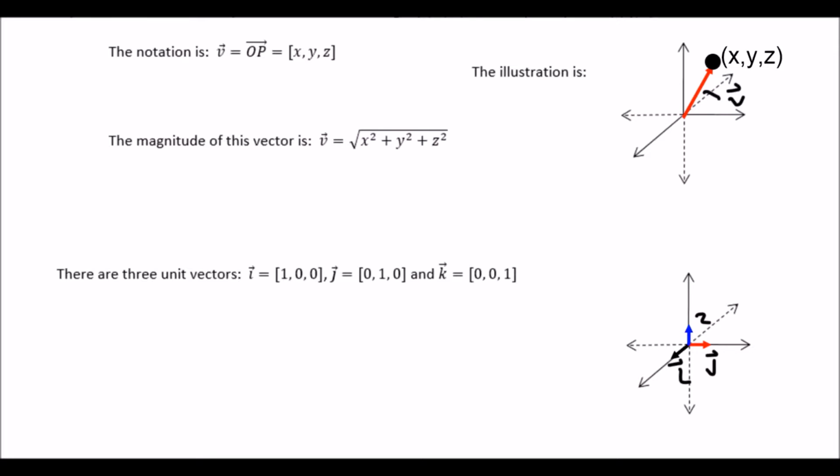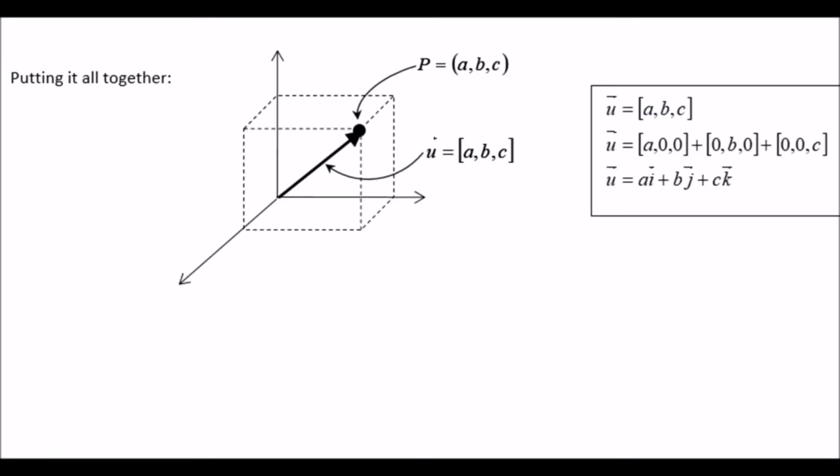We call that vector, sorry, k. All right. Putting it together, here I've got vector u, so it goes to the point a, b, c. We can write it in terms of its components, so now we've got three components because we've got 3 dimensions: a, 0, 0, 0, b, 0, and 0, 0, c, or in terms of the unit vectors i, j, and k: ai plus bj plus ck.